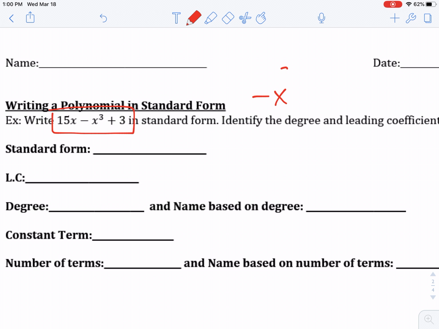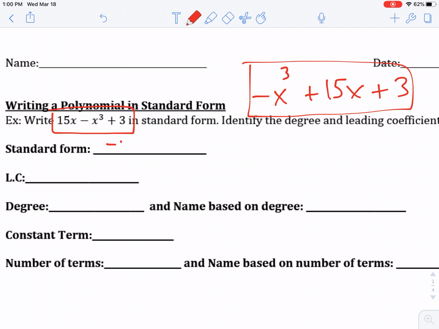So standard form is the highest exponent term first, then the next highest exponent, then the constant at the end. This is now in standard form. Notice how the exponents go down by 1 each time. Okay, so negative x cubed plus 15x plus 3.